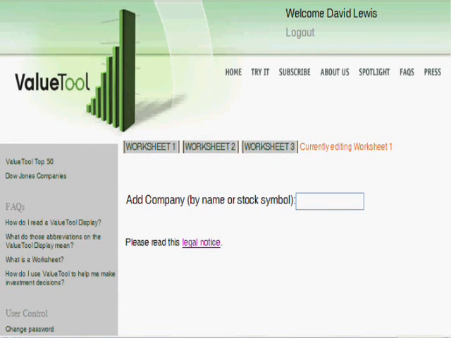Hello, David Lewis here, and today I am profiling a software program called ValueTool.